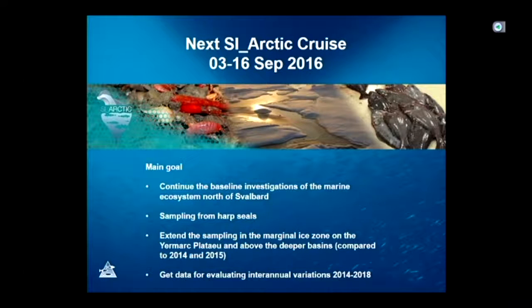So the next step for us will be that we're going to cruise on the 3rd of September, that's 2 weeks from now, and we will go up in the ice again, follow it as far north as we can, and we will continue the baseline investigation. We will also sample harp seals, look into seal populations, and we will extend the sampling into the marginal ice zone as far as we can, and see if we can get out in the deeper basins, and we need to see if we can collect these commercial fish species. And of course, get more data so we can evaluate from 2014, 15 up to 2018 how the data changed.